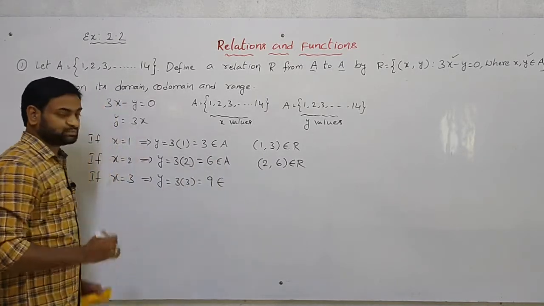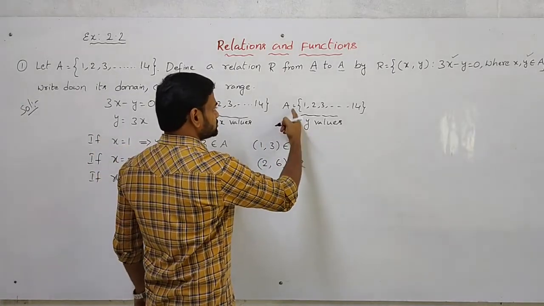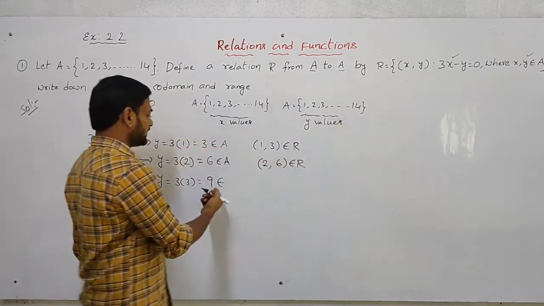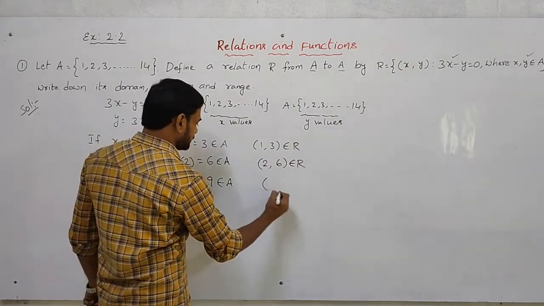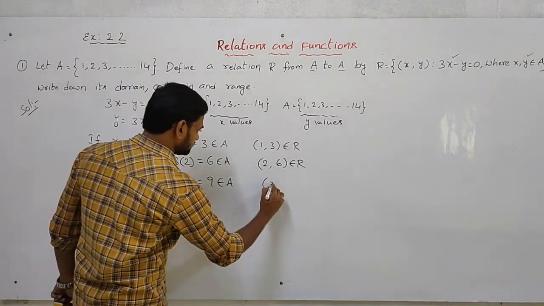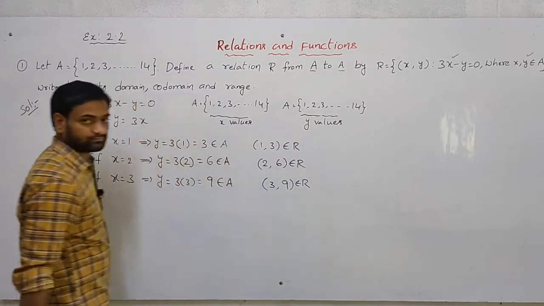Now, does this 9 belong to A or not? These are the y values. In A, 1, 2, 3, 4 up to 14 is there. In the 14, 9 is there. So 9 belongs to A, so we can take the ordered pair 3 comma 9. 3 comma 9 belongs to the relation.